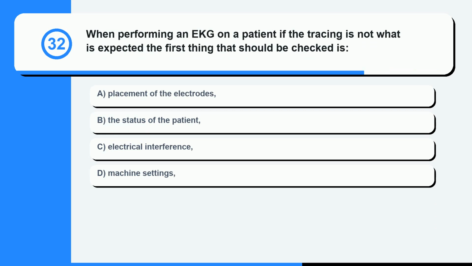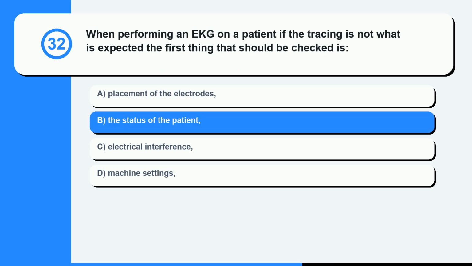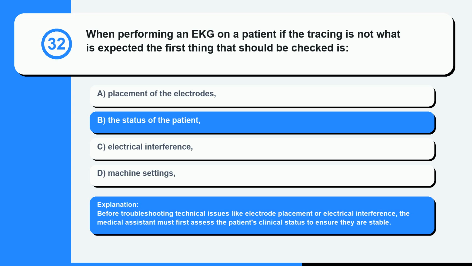Question 31. If a medical assistant is giving a 75-pound child a dose of antibiotic using Clark's law, which of the following would be administered if the usual adult dose is 500 milligrams? A. 500 milligrams. B. 250 milligrams. C. 200 milligrams. Or D. 125 milligrams. The correct answer is B.